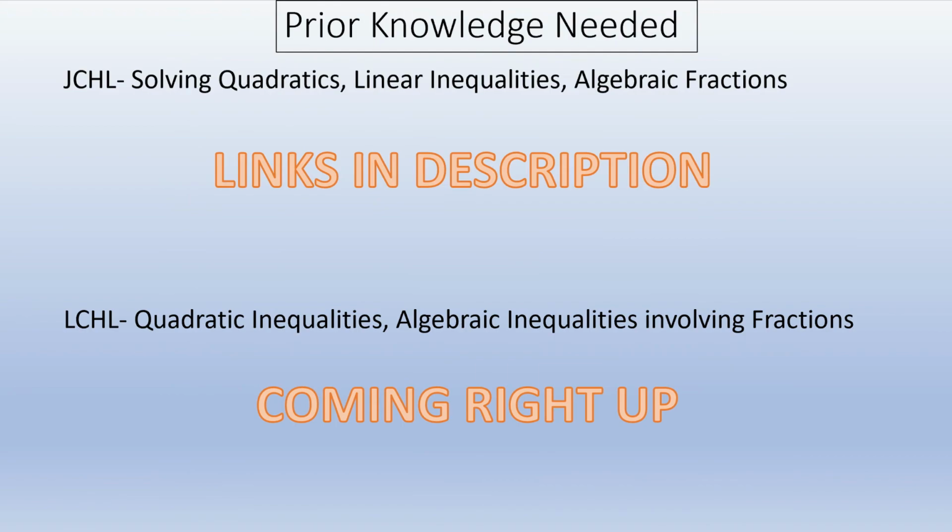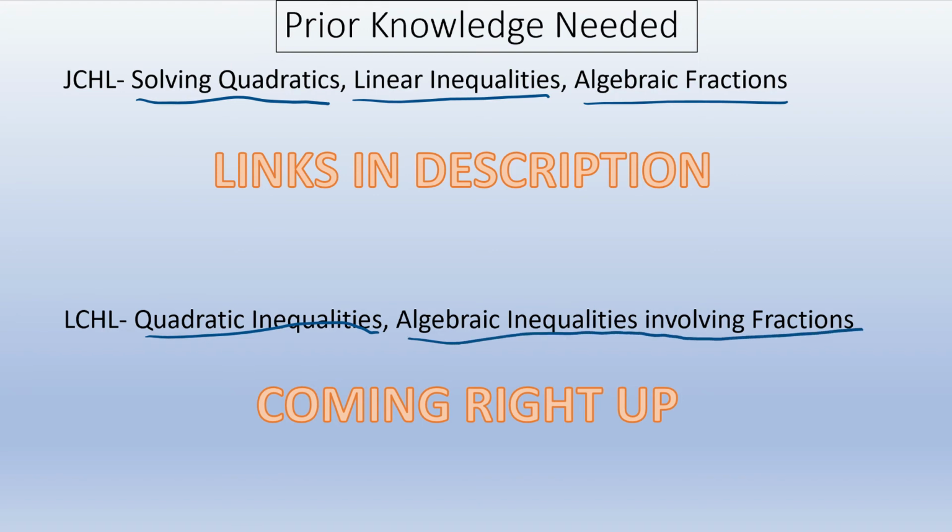Now, the prior knowledge, just to put it into writing, that you've done in your Junior Cert higher level, you would have done solving quadratics, linear inequalities, and algebraic fractions. I've done videos on those three topics, and I'm going to put those links in the description. If you feel you need to brush up on those, they would be a great place to start. And if we look down at what's actually on the Leaving Cert higher level paper, it sort of mashes together all three things that you would have done in Junior Cert. So now you've got quadratic inequalities, algebraic inequalities involving fractions as well. So that's what we're going to look at today.